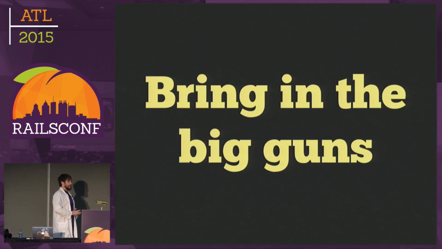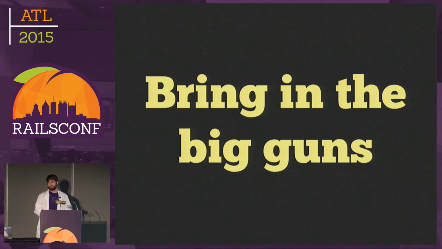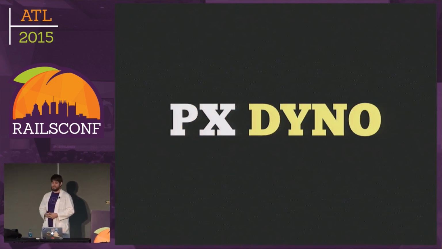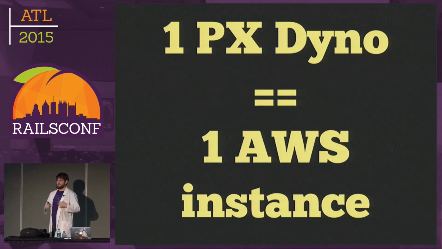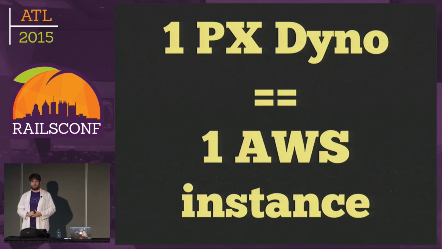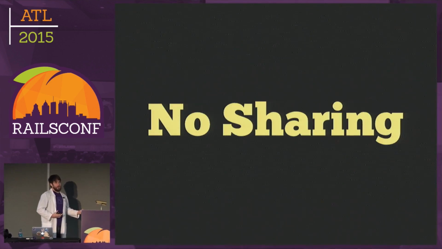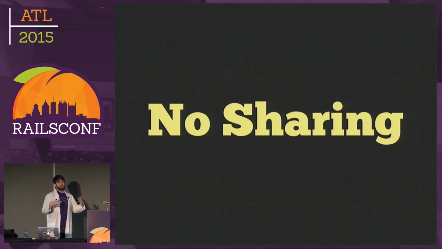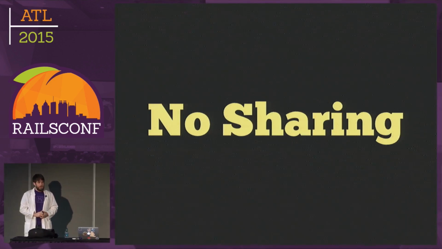Heroku has this really neat feature that we launched, I have no idea when, but relatively recently, called the PX Dyno. It's got 6 gigabytes of RAM, and one PX Dyno is actually an entire AWS instance, which is pretty cool. The benefit is there's no sharing on it. We're not going to subdivide that AWS instance into smaller containers, so you get fewer noisy neighbors.